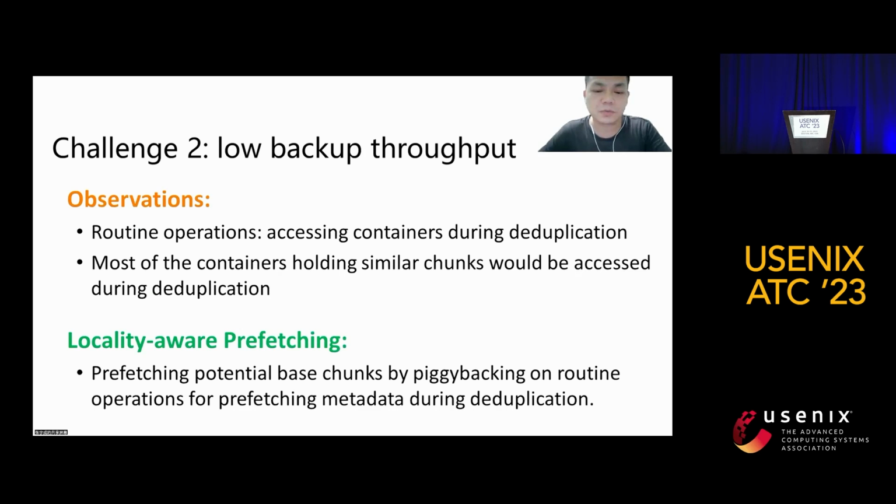Based on this observation, we proposed locality-aware prefetching to avoid extra IOs for reading base chunks and improve backup throughput. For containers holding potential similar chunks, when they are accessed during deduplication to prefetch metadata, data chunks are also prefetched, namely piggybacked on the retrieval of the metadata, to serve as potential base chunks.